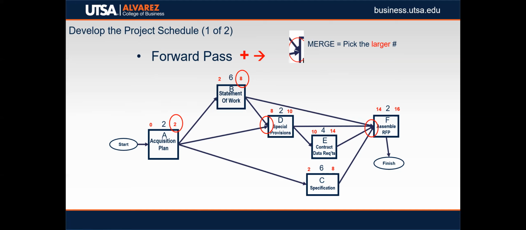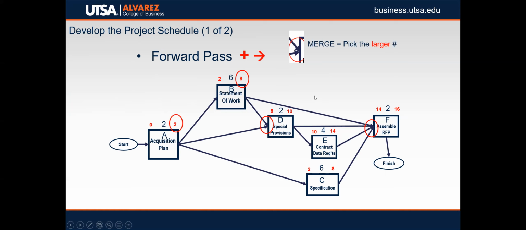So the significant things to remember here is you start at 0. You're just adding in. As long as there's not 2 arrows going to the same box, you just move the 2 over to the next cell. And when you get a merge, you always pick the larger of the 2. And then add the duration until you get to the end.